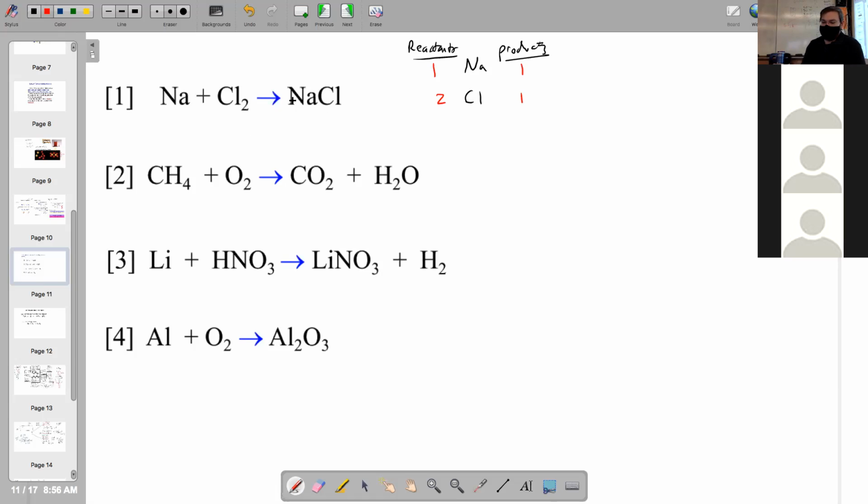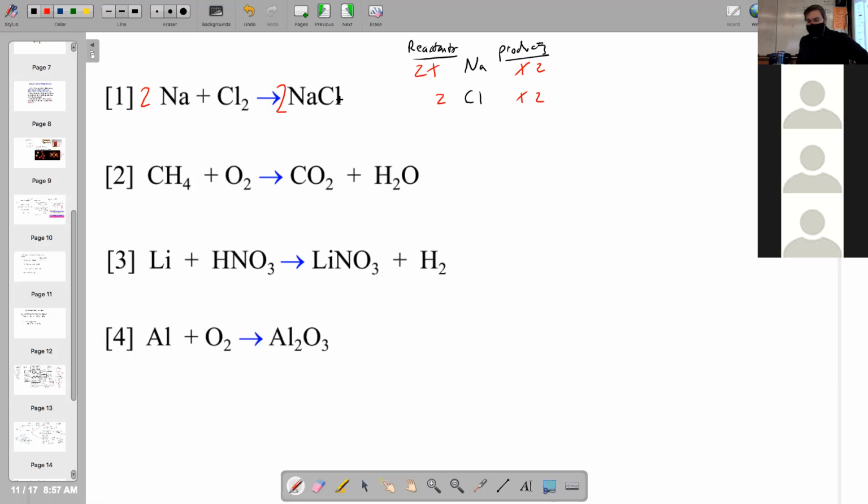So the only way to fix that is to put a coefficient in front of one of the chemicals. If I put a 2 in front of the NaCl on the right-hand side, it doubles the number of sodiums and the number of chlorines. So now instead of 1 sodium and 1 chlorine, there's 2 sodiums and 2 chlorines. You fix the chlorine problem, but you created a problem with the sodium. But there's an easy fix to that. You slap a 2 in front of the sodium. And now you got 2 sodiums on the left, 2 sodiums on the right, 2 chlorines on the left, and 2 chlorines on the right.